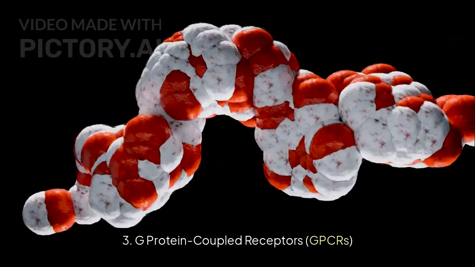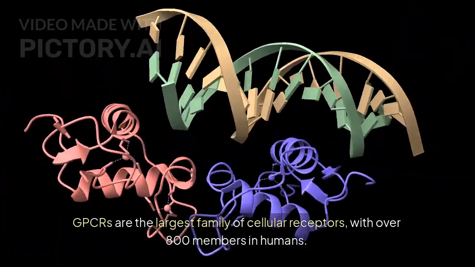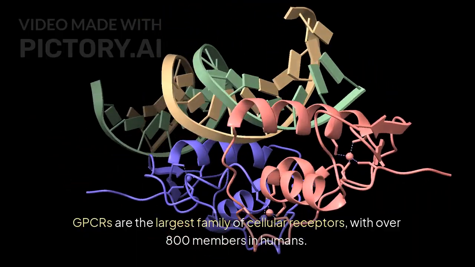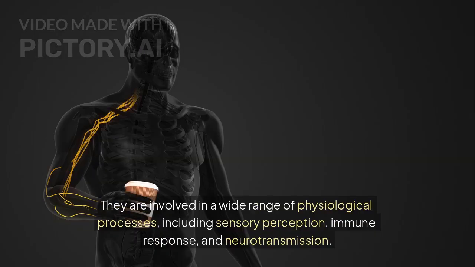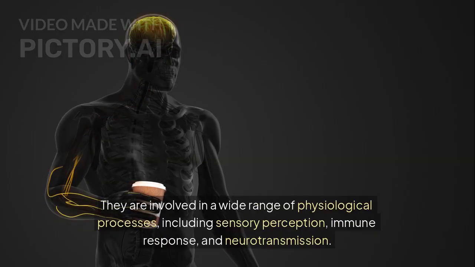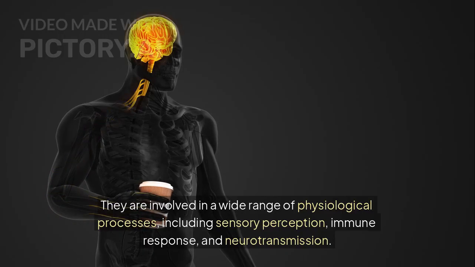3. G-protein-coupled receptors, GPCRs. GPCRs are the largest family of cellular receptors, with over 800 members in humans. They are involved in a wide range of physiological processes, including sensory perception, immune response, and neurotransmission.